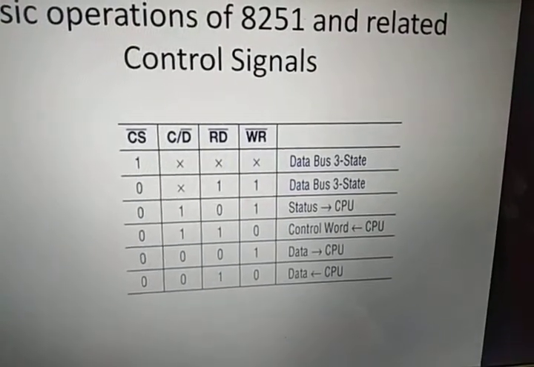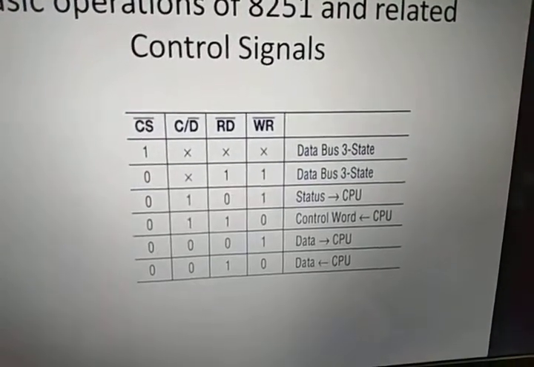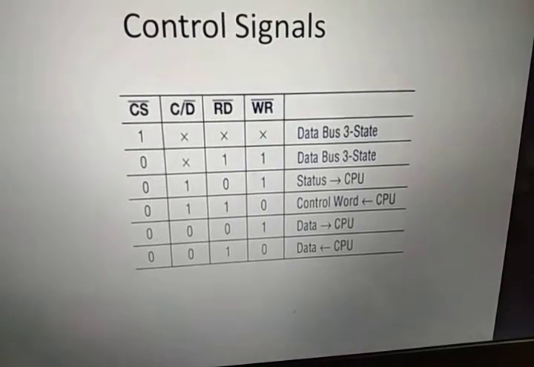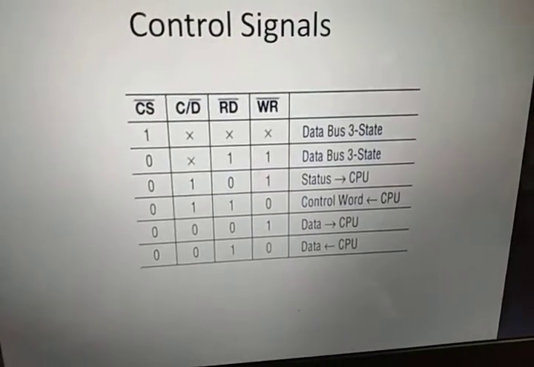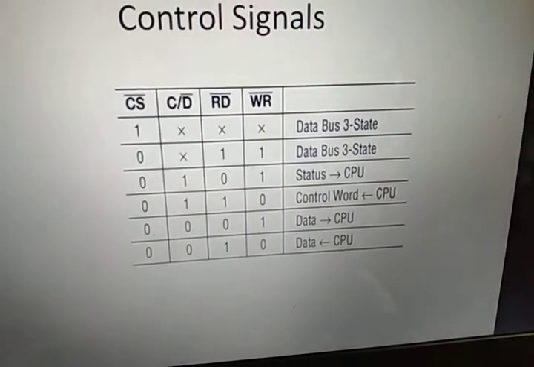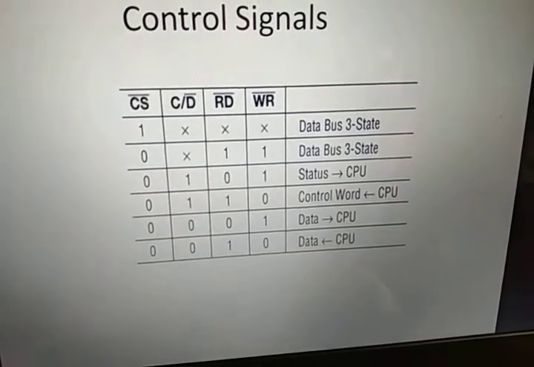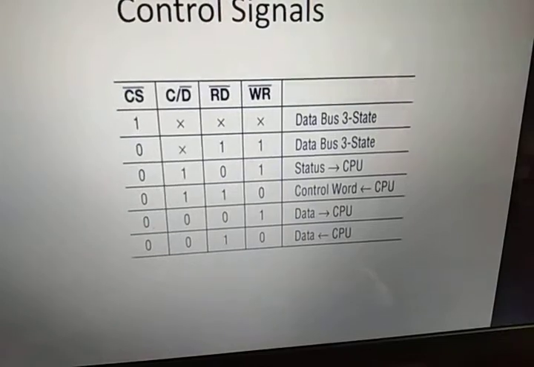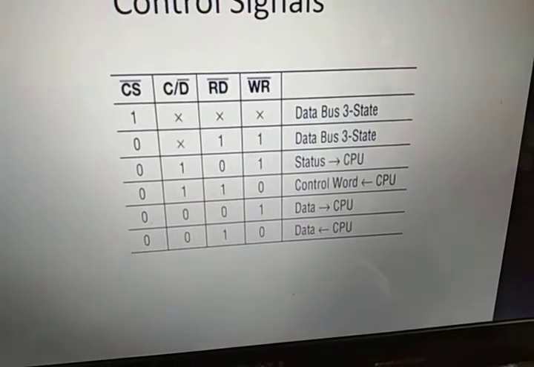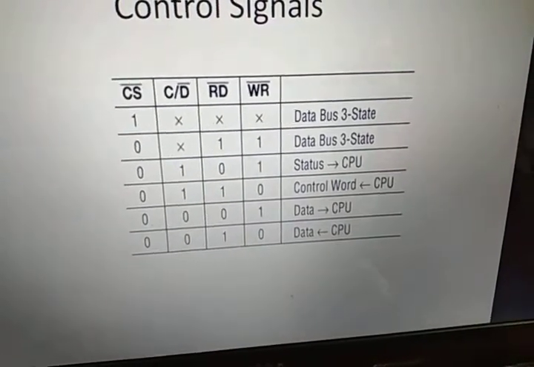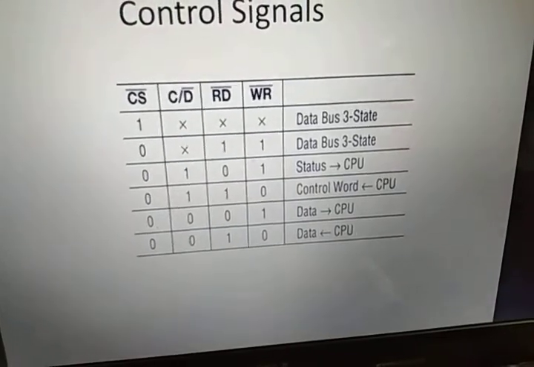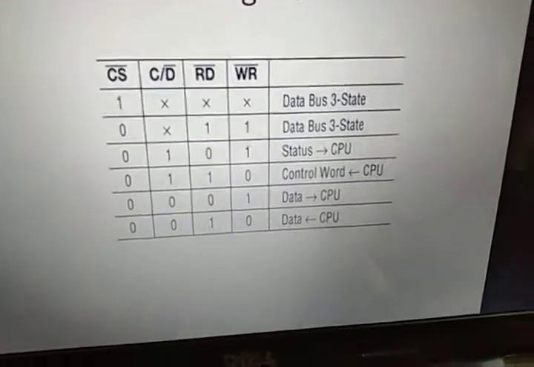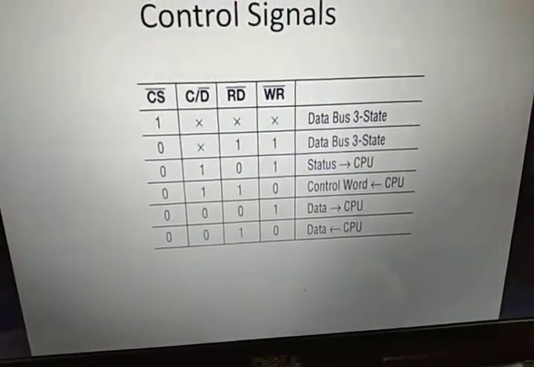Here we are going to send either the command or the data. Command is given by 1, and data is given by the bit value 0. Whatever it may be, if both the read and write signals are ones, then no operation is performed. And if the command bit is given, that means 1, in that case if it is a read operation, then the status is going to be read from the 8251 to the microprocessor.